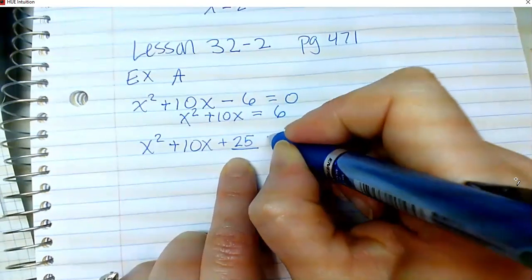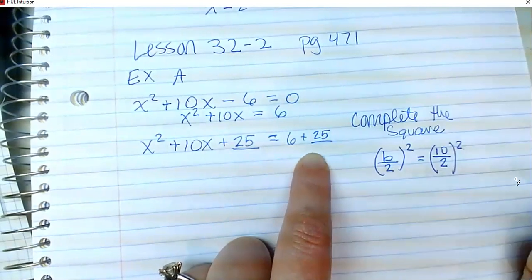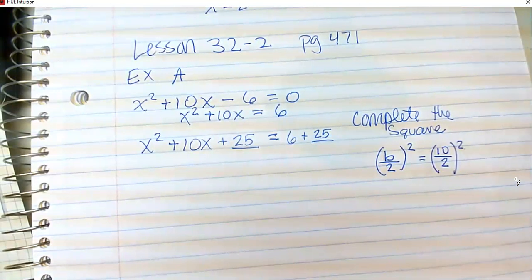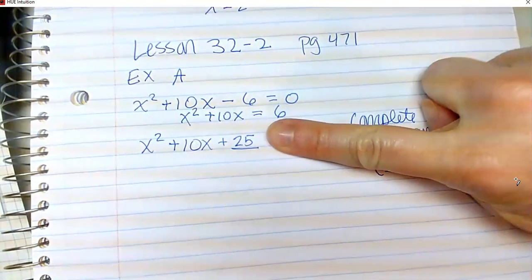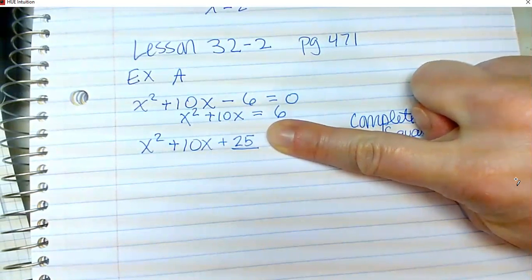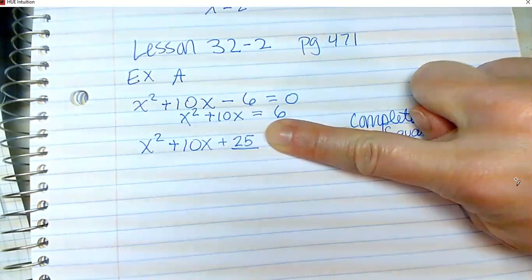And guess what? What I do to one side, I'm also going to do to the other side of my quadratic. So I'm also going to add 25 over here on the right-hand side. Okay? Now, if we just look at the left-hand side, we have a perfect square trinomial. Woo! That's what we want. That's factorable.